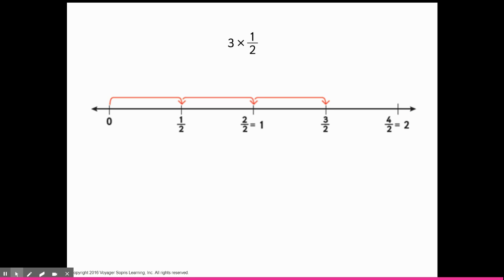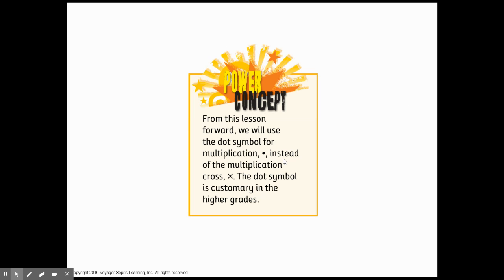From this lesson forward, we will use the dot symbol for multiplication instead of the multiplication cross. The dot symbol is customary in higher grade levels.